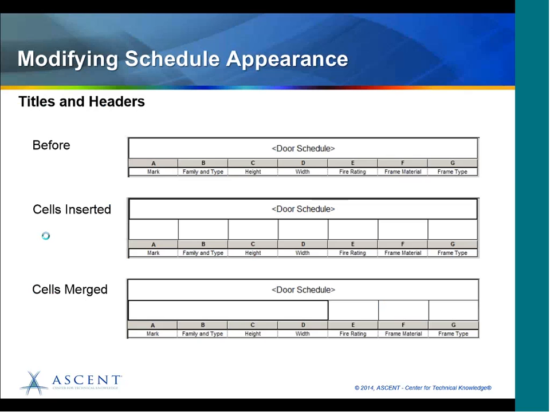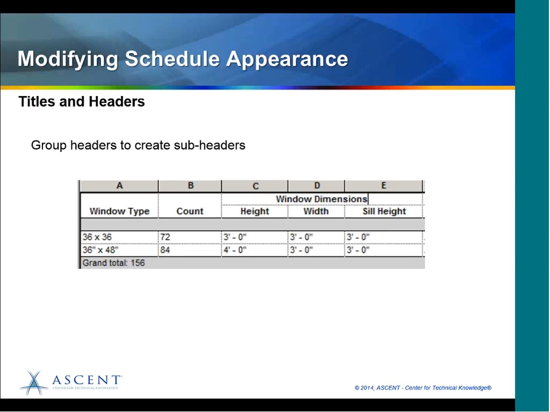You can add additional rows to the titles, and you can see here in this particular example, you have the base door schedule, and then we've added in a whole row across here. But then we came in and we merged several cells together. So this is a way to actually add in some of that extra information. Another thing that you can do with the headers is you can group the headers together to create subheaders. And I'll show you that again in one of the practices.